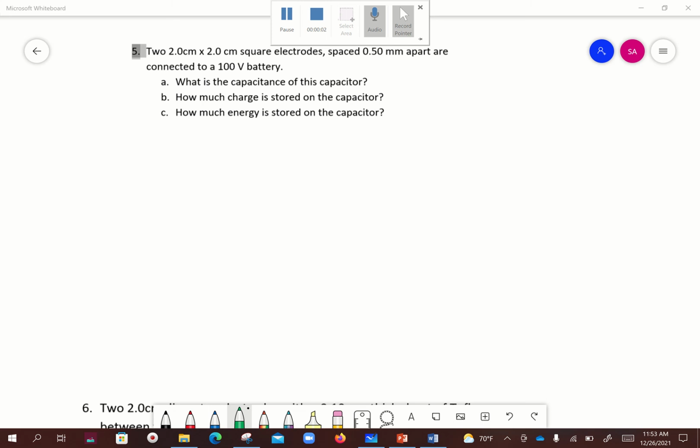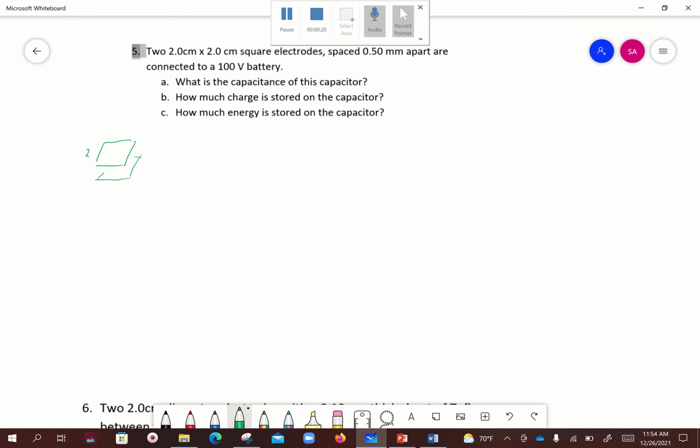The last two questions in this chapter, we'll do some capacitor questions. The first one without and the second one with a dielectric in. So we've got two electrodes that are square. They're 2 centimeters by 2 centimeters in size.